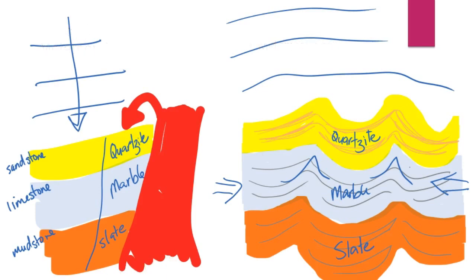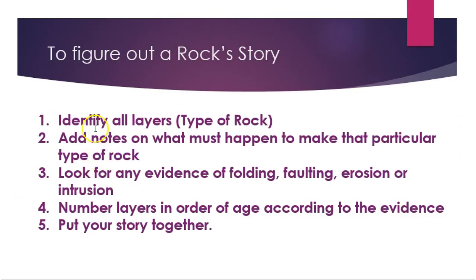So I want you to go back now and have a look at your rocks and your Rock Stories project. You have to follow the following steps in order to try and figure out what happened. Number 1, do what I do. Identify all the layers, the type of rock they are, and their individual names. Number 2, add notes in about what must have happened to make that particular rock.